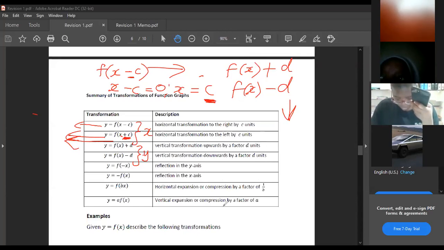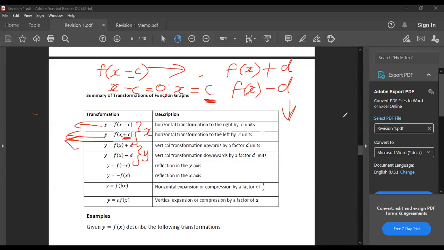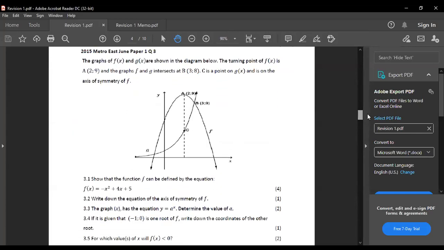Right, so how does it affect the turning point? How does it affect the turning point? Okay, if I were to, all right, let me do this. I need to clear this. Okay. If I were to come here, let me come here.